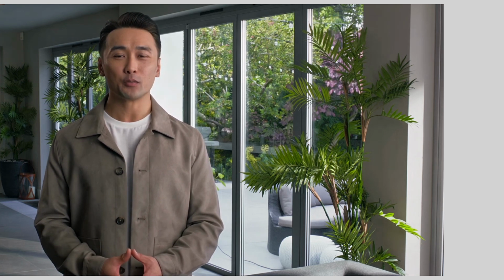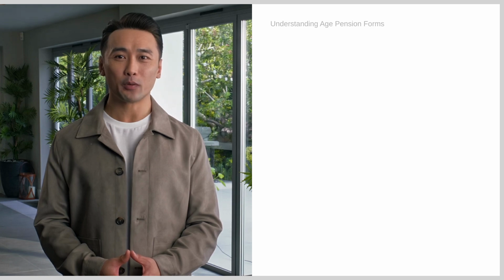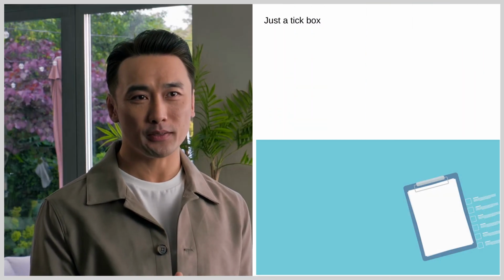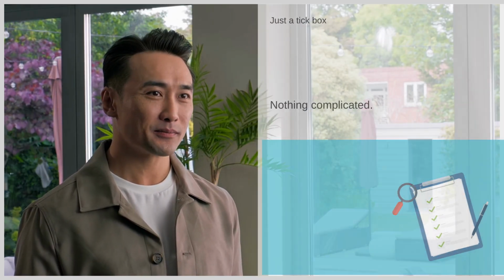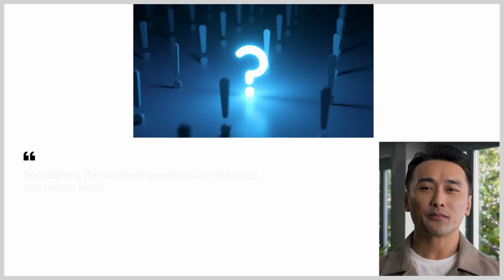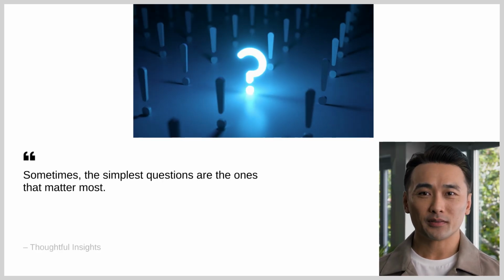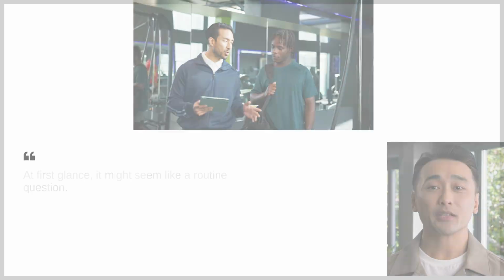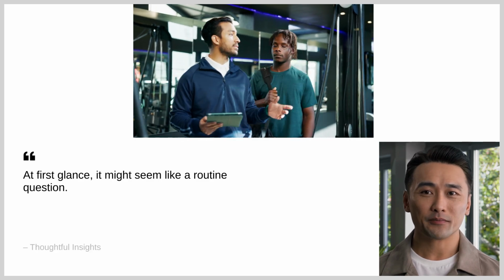Have you noticed that some questions on the age pension claim form look incredibly simple? Just a tick box, nothing complicated. But sometimes those simple questions are the ones that matter the most. One example is question 48 on the SA002 form, where Centrelink asks about your homeowner status. At first glance, it might seem like a routine question.